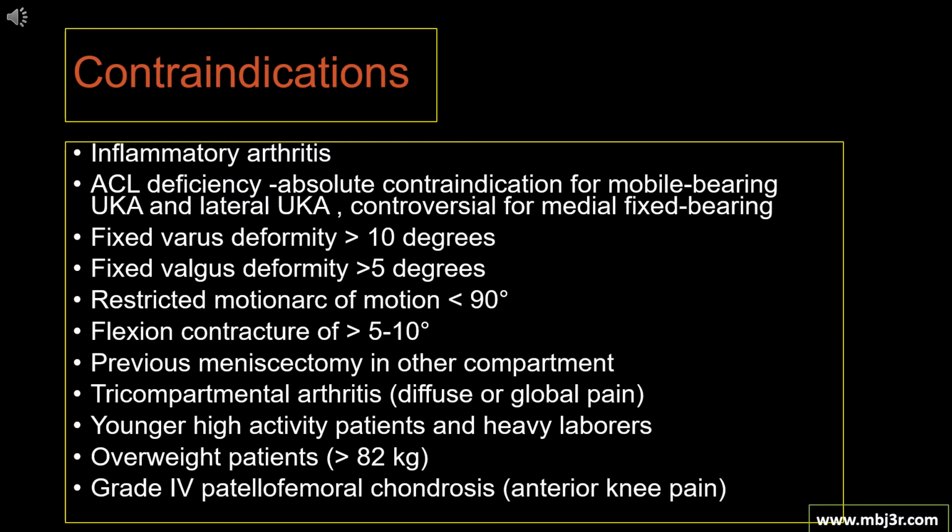Fixed varus deformity of more than 10 degrees, fixed valgus deformity of more than 5 degrees, restricted motion arc of less than 90 degrees, flexion contracture of more than 5 to 10 degrees, previous meniscectomy in the other compartment, tricompartmental arthritis, younger high activity patients and heavy laborers, overweight patients, and grade 4 patellofemoral chondrosis are contraindications for unicompartmental knee arthroplasty.